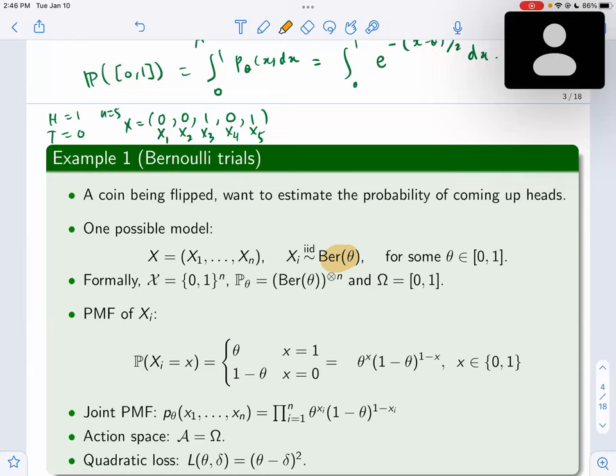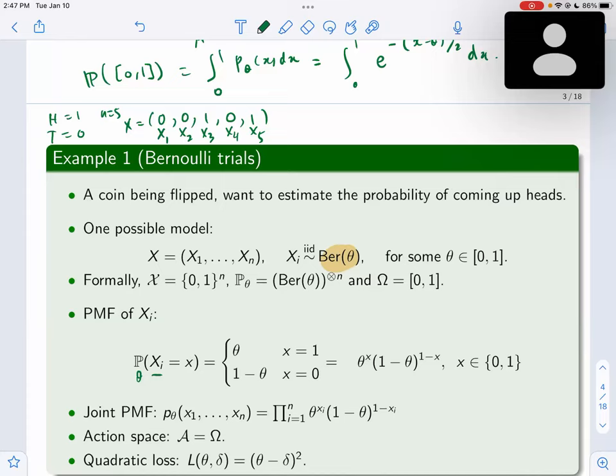For example, the probability that each xi is equal to x is theta if x is equal to one, and 1 minus theta otherwise. You can compactly write it like this. Note that x takes only zero or one values, so you can plug it in here. If x is zero, this factor goes away and you get one minus theta. And if x is one, this factor goes away and you get theta. So this is a compact way of writing it.